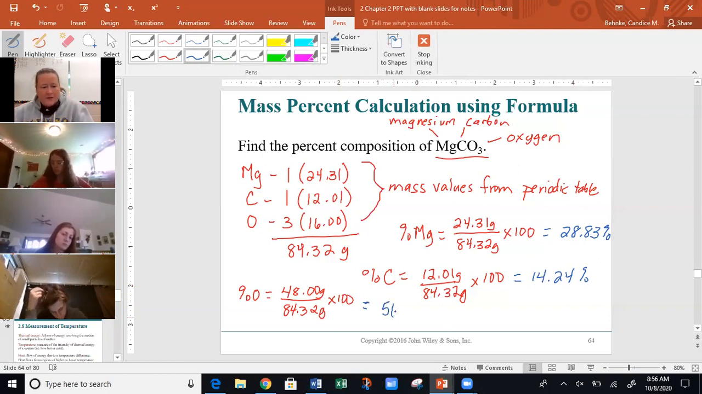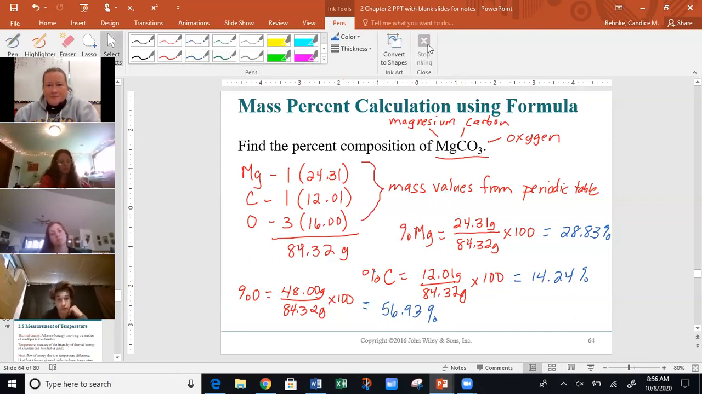I get 56.93 plus 14.24 plus 28.83, and that gives me a number very close to 100. So your final percentages should all add up to 100. So that is how you get a percent calculation using a formula.